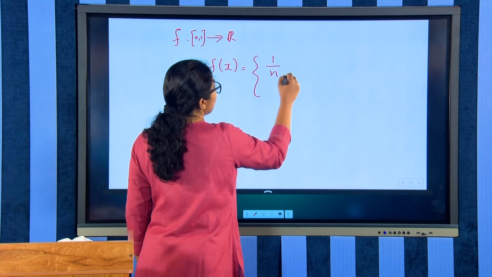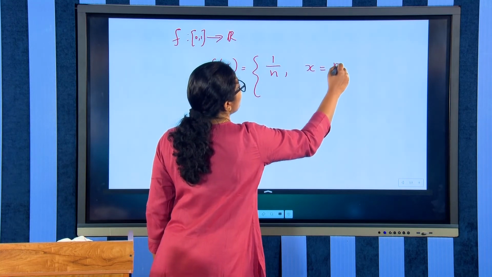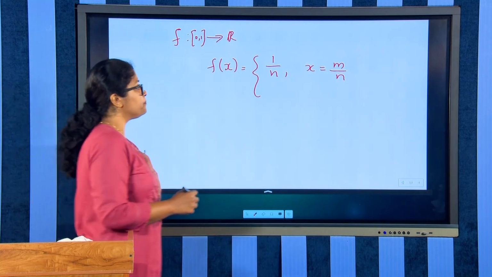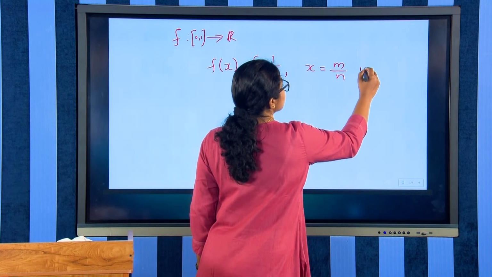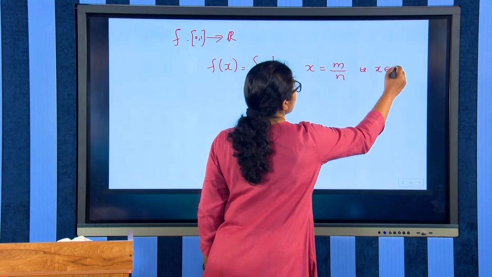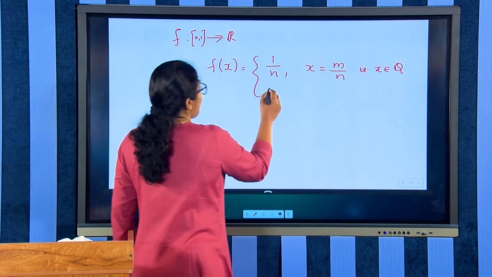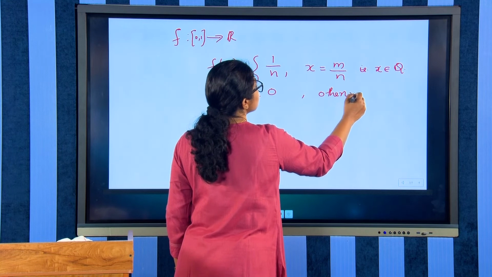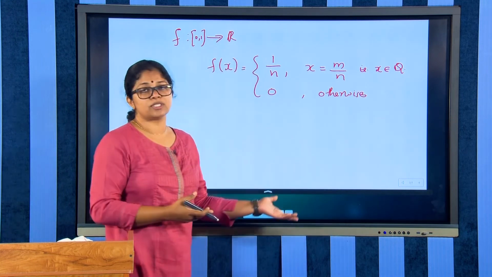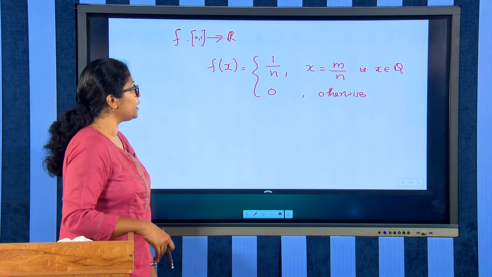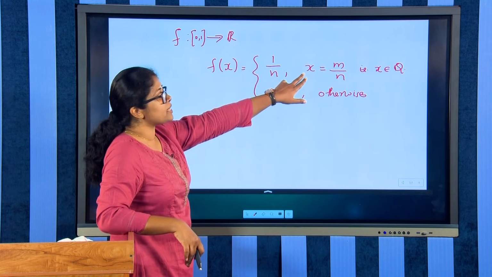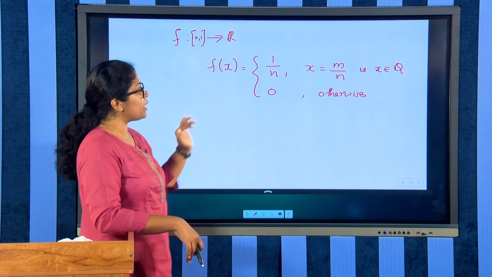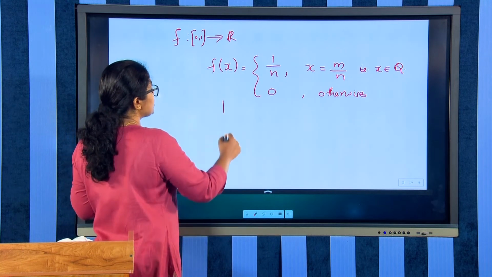1 by n whenever x is equal to a rational number of the form m by n. That means x belongs to Q, x is a rational number, and 0 otherwise. That means whenever x is irrational, it takes the value 0 as in the case of the Dirichlet function, and whenever x takes a rational number, it takes the form 1 by n. So, actually the graph of this function comes like this.